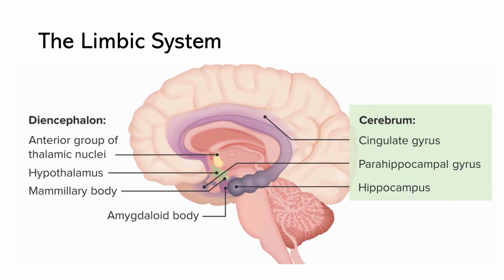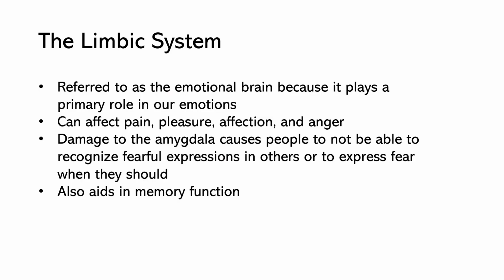The limbic system also includes the amygdala, which is a group of neurons that are close to the tail of the caudate nucleus of the basal nuclei. In the cerebrum, it is composed of these three structures, and the entire part that's a part of the cerebrum is referred to as the limbic lobe. The limbic system is referred to as our emotional brain, and that's because it plays a primary role in our emotions. It can affect our emotions for pain, pleasure, affection, anger.